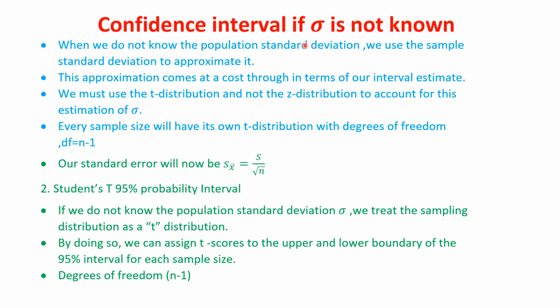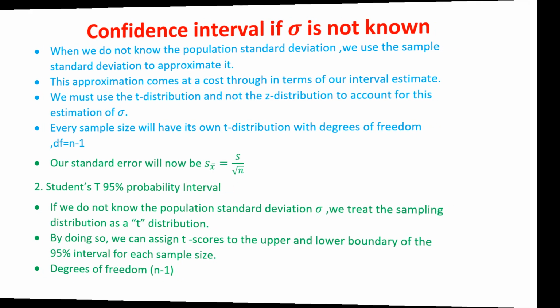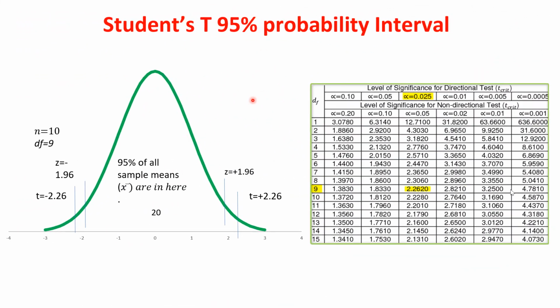Confidence interval, if sigma is not known: in that case the t distribution should be followed. In this case the standard deviation will be this, where n minus 1 will be considered as the degree of freedom. So here the t distribution is presented in graphical form. Now the same mean is there, that is 20. For the degree of freedom you have to consider the number of samples, which is 10. So the degree of freedom is 10 minus 1, that is 9.